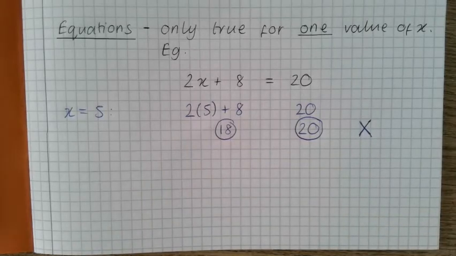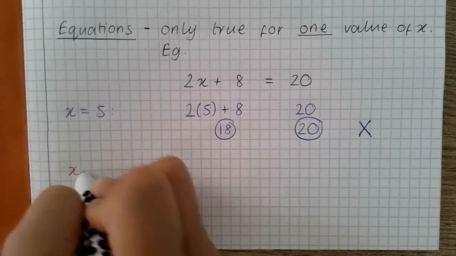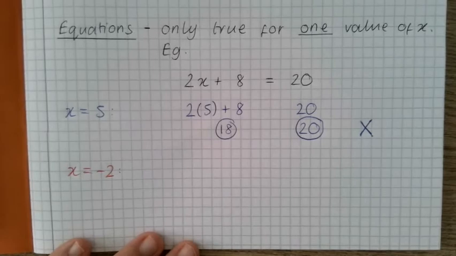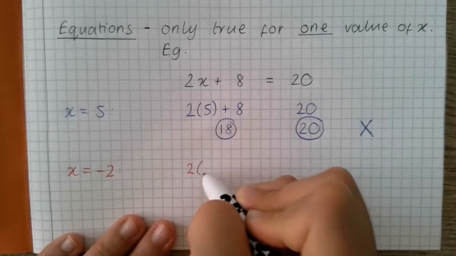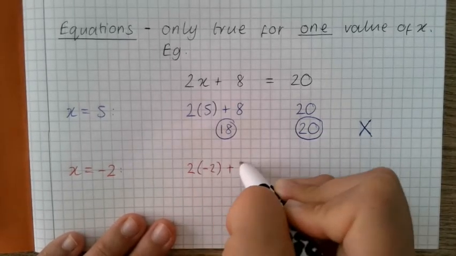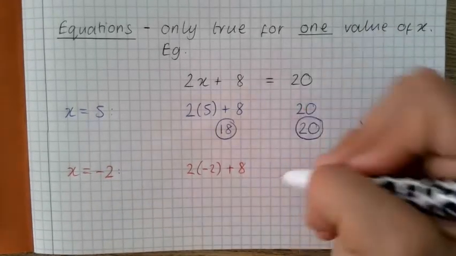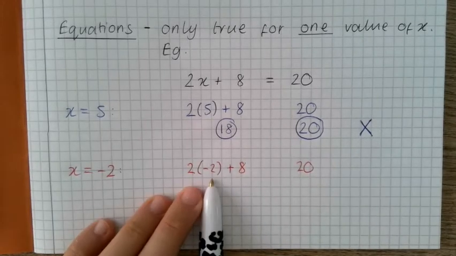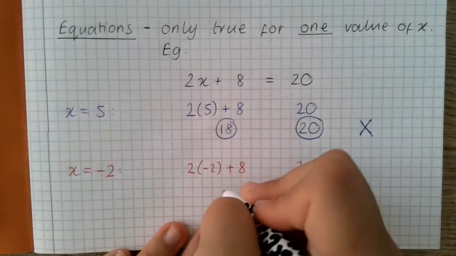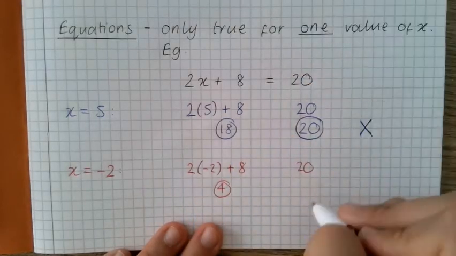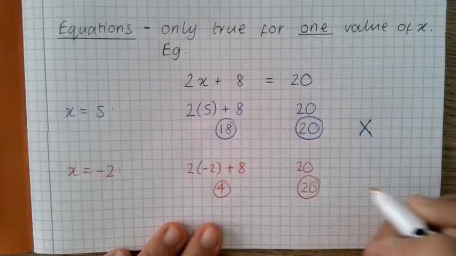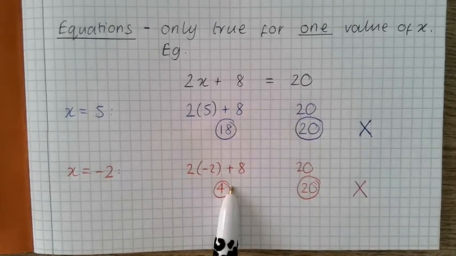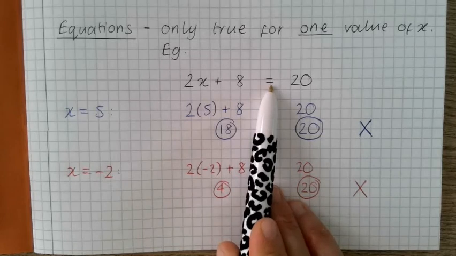I'll show you with another value. I'll show you with -2. I might stumble on the correct one. You might even know the correct one. So I'm going to be doing 2 times -2 plus 8. And that's on the left-hand side. And on the right-hand side, we just have 20. Then 2 times -2 is -4, plus 8 is 4. And on the right-hand side, we still just have 20. So you can see when x is -2, this equation is not satisfied. The right-hand side and left-hand side should be equal, but they're not.